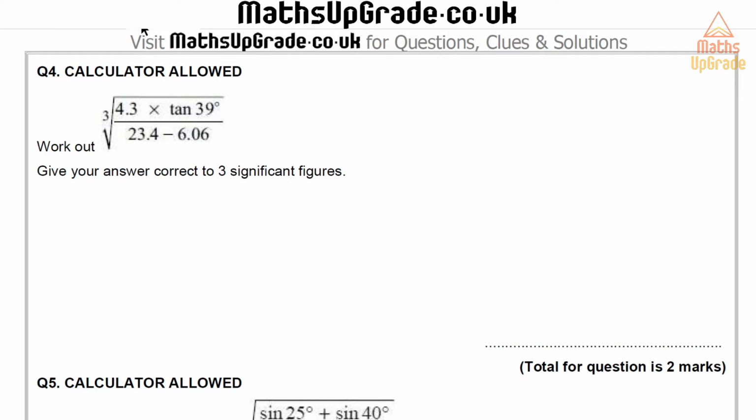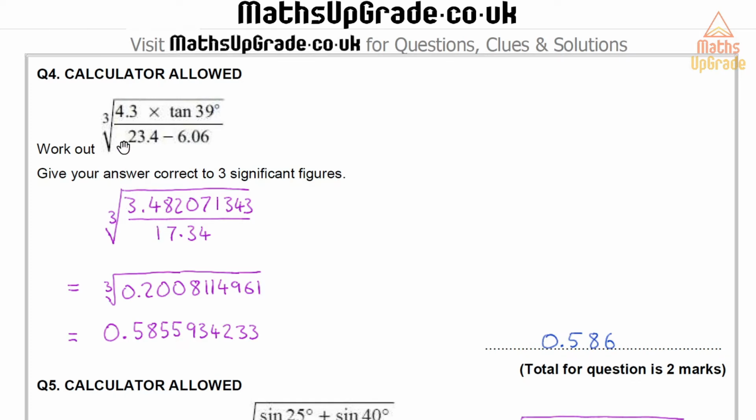So my solution is I'm just going to work out the numerator of this fraction here, work out the denominator of the fraction, then I'm going to divide them through, and then I'm going to find the cube root of that as a final step. So the final step is always finding the cube root here. It's like having brackets around all of this. So that final answer is 0.5855, and when I round it to 3 significant figures, I'll get 0.586. The whole question there is worth 2 marks.